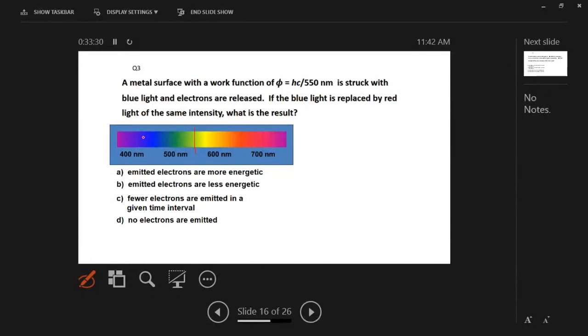So if you are illuminating the surface of the metal by blue light, you're actually providing the surface with photons which have more energy than the minimum required energy to eject photoelectrons. And that's why you see electrons are released. But if you use red light, which is in this area, the wavelength is longer than the cutoff wavelength. In other words, these photons do not have enough energy to release any of the electrons in the surface. So in this case, no electron is going to be emitted because the photons associated with red light do not have enough energy to overcome the binding energy even for those electrons with the smallest binding energies. So the correct choice here is D.